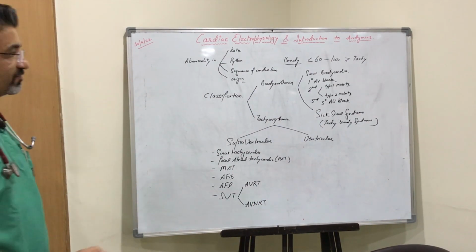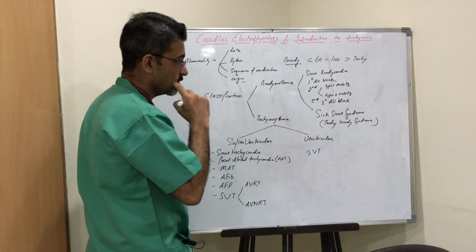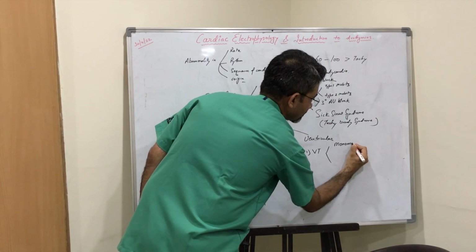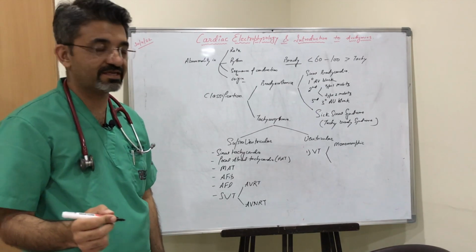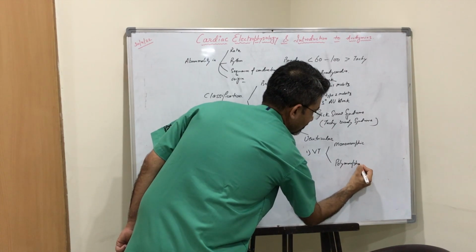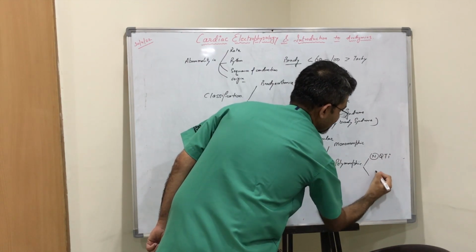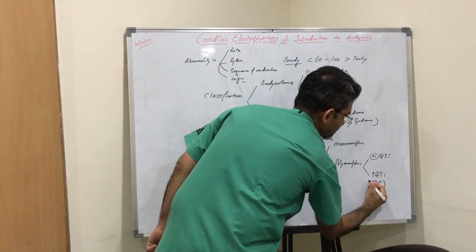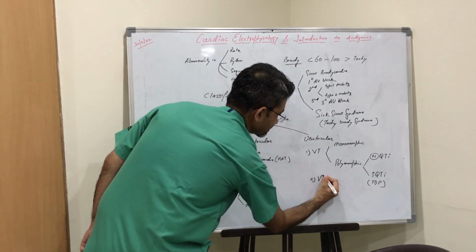Right? In ventricular, you have ventricular tachycardia, which is either monomorphic, meaning the morphology of the abnormal beats is exactly the same, or it is polymorphic. In polymorphic, it can be of two types: with normal QT interval or with prolonged QT interval, which is known as torsades de pointes. Right? And second is ventricular fibrillation, VFib.